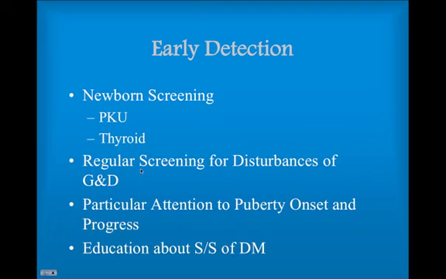We do regular screening for disturbances of growth and development by following growth very carefully. We want to pay particular attention to the onset of puberty and the progress of puberty because these are both really important indicators that the endocrine system, which controls this area, is intact and functioning normally. So we kind of wait for puberty to see that the endocrine systems that control reproduction are kicking in the way they normally should, and that puberty is occurring the way it normally should.